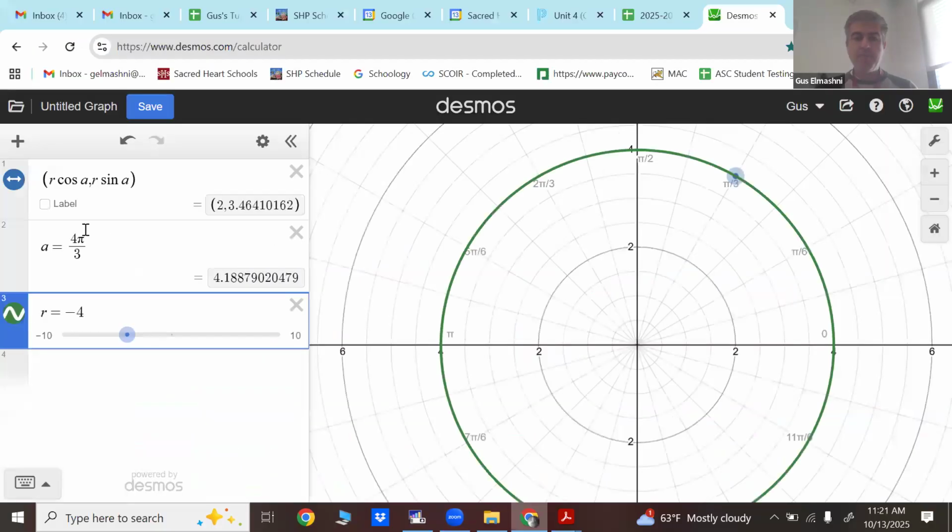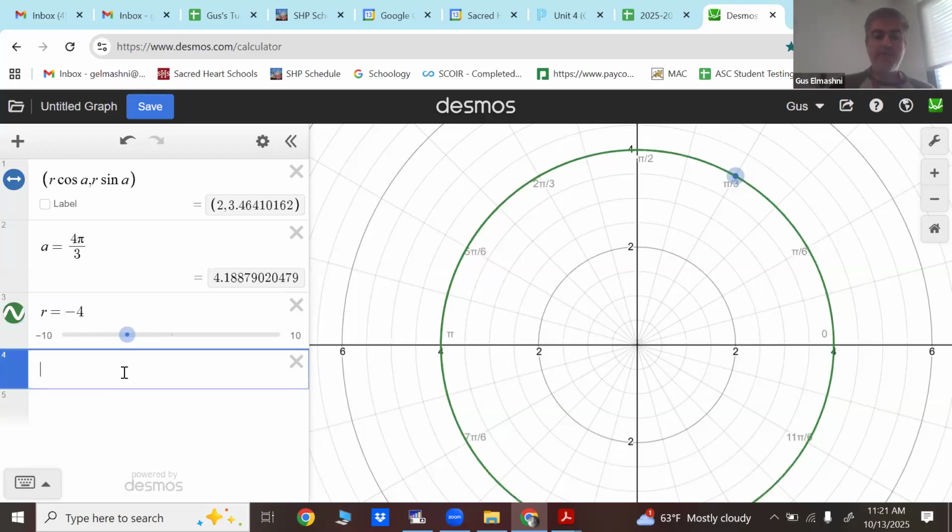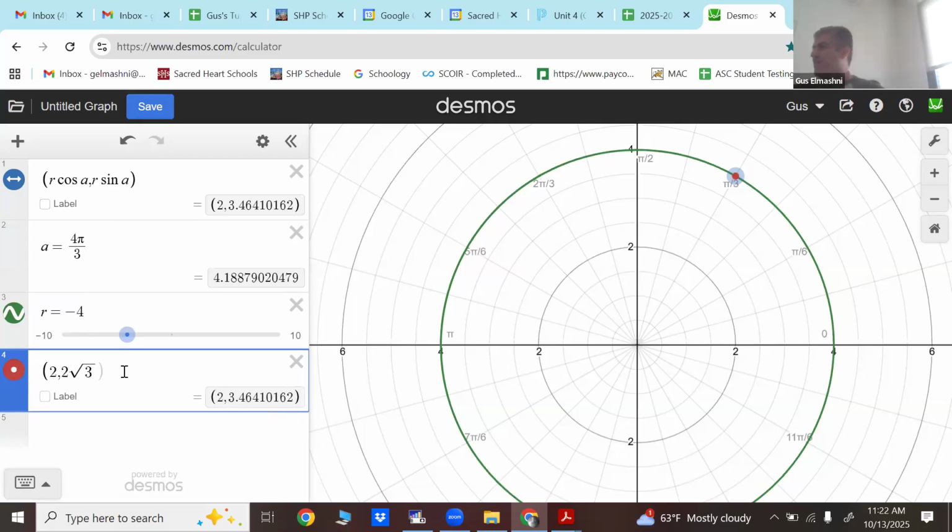So if I go back to Desmos again, notice we had 4, pi over 3, comma negative 4, it was right there. If you think about it, what's the cosine of pi over 3? You guys remember the circle? How about the sine? And my r is 4. So if I were to just plot 2 comma 2 root 3, same place. See that red dot is right there. What did I do? I took the radius multiplied by the cosine of the angle, and the radius multiplied by the sine of the angle.